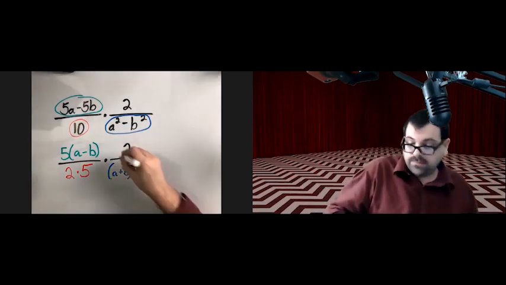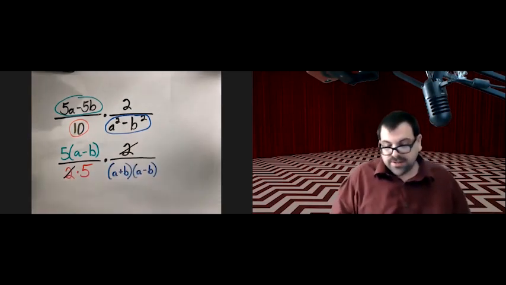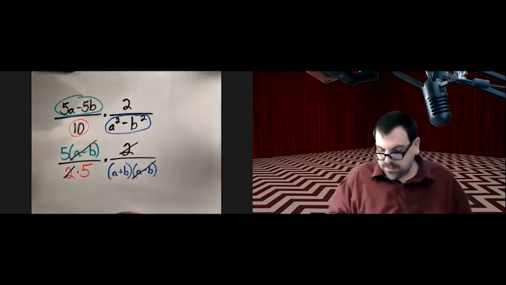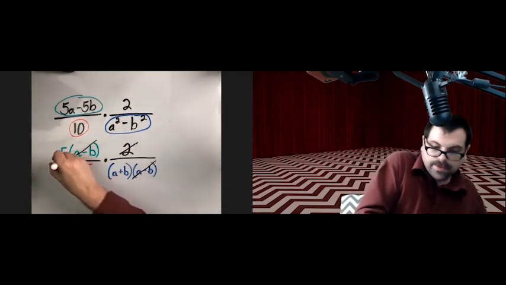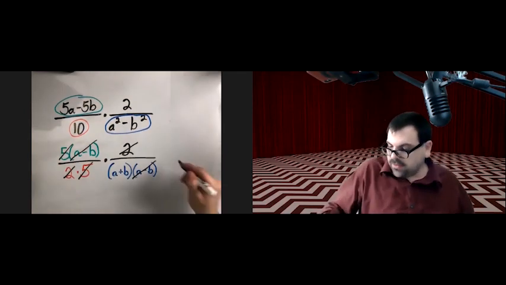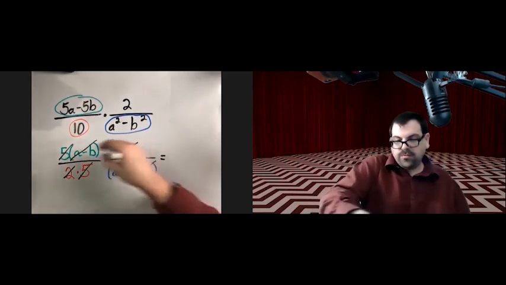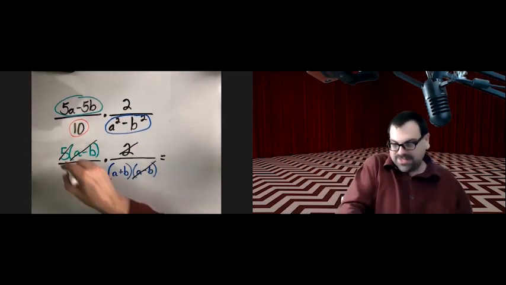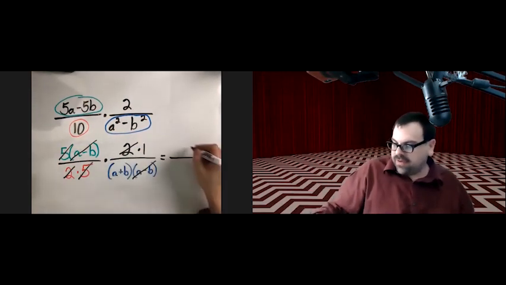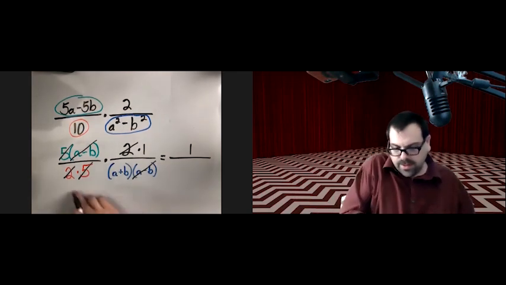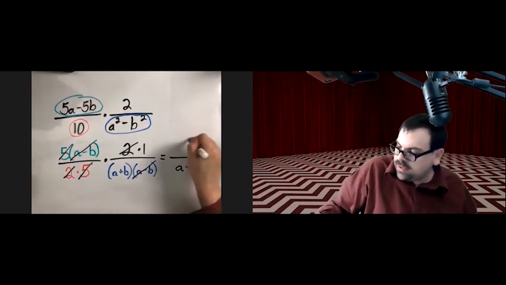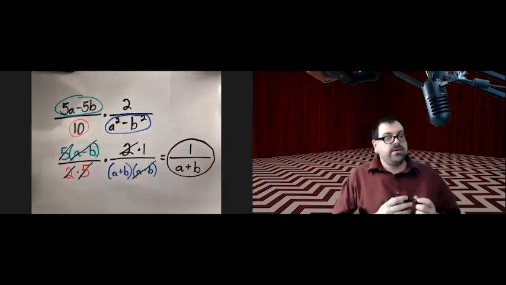Let's cancel what we can. 2's cancel. A minus b's cancel. 5's cancel. Nothing else cancels. If we go across the top now, there's nothing left. But remember, any of these could be times 1, so really we have a 1 left. On the bottom, all we have left is a factor of a plus b. So 1 over a plus b is our answer.